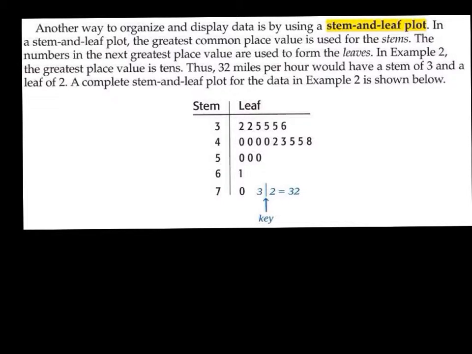Another way to organize and display data is by using a stem and leaf plot. In a stem and leaf plot, the greatest common place value is used for the stems. The numbers in the next greatest place value are used to form the leaves. So in example 2 from the book, the greatest value is in the tens, so 32 miles per hour would have 3 as the stem and 2 as the leaf. And don't forget to have a handy dandy key so you can interpret it.